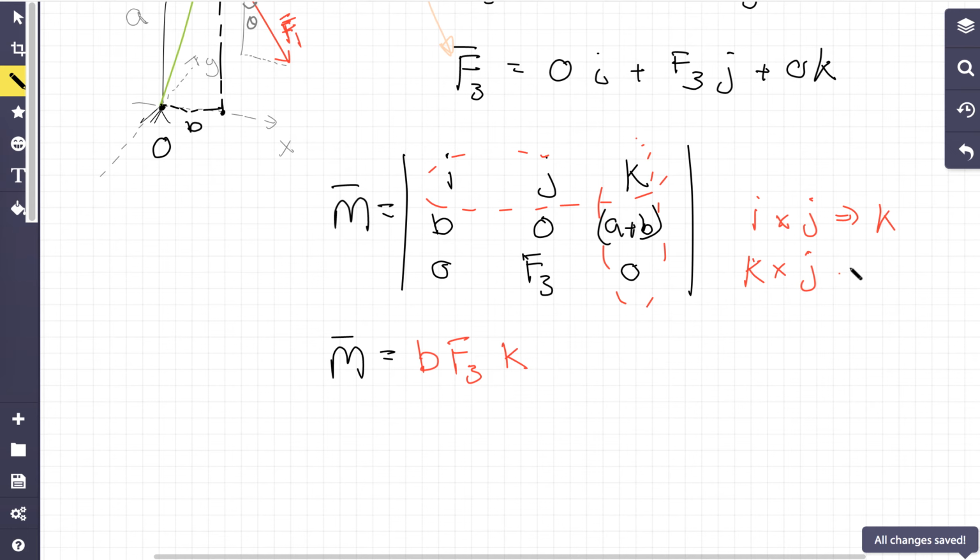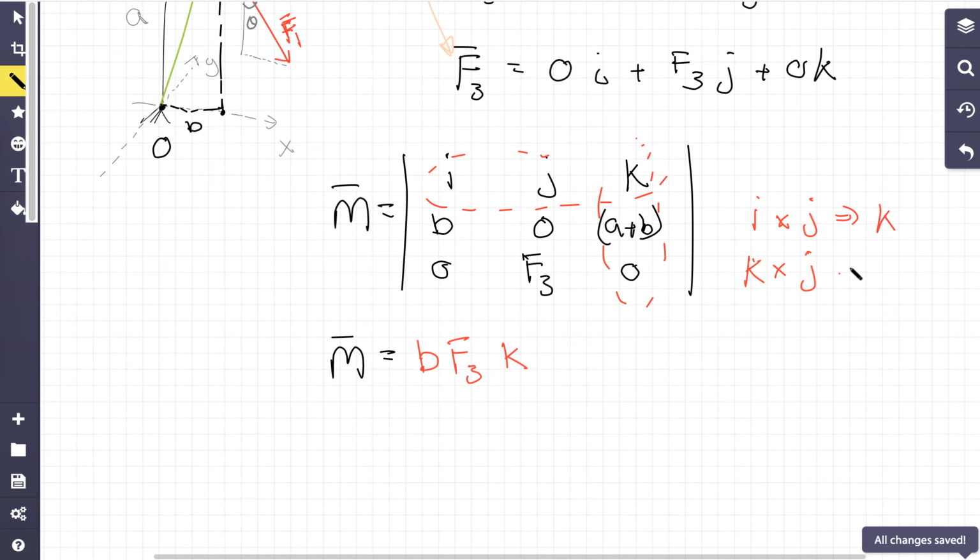That stands for the x direction, the j direction, and k direction. And then I'm going to put my r vector here. So I'm going to say b, nothing in the j, and then a plus b in the k direction. F3 only gets a component in the j direction. It doesn't have anything in the I or the k. So now what we want to do is cross multiply them together.